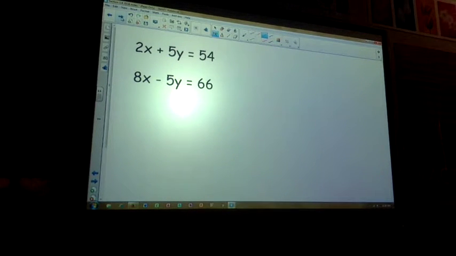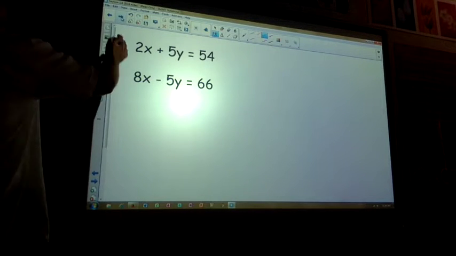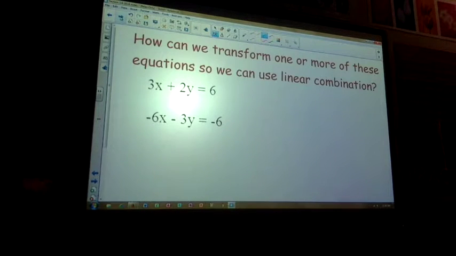All right. Wait, we just did this one, right? All right. How can we transform one or more of these equations so that we can use a linear combination? Does everyone feel okay that substitution is not a good method to use? Graphing might be good because you could use the x and y intercept method, sometimes called the cover method, in order to solve. But if it comes out as fractional amounts, the cover method kind of stinks.